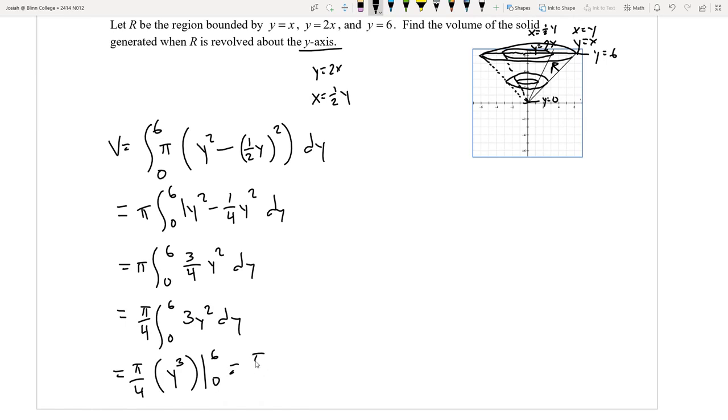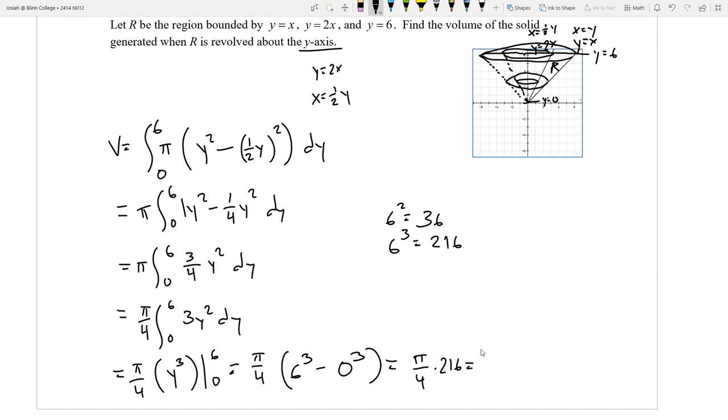And so we get pi over 4 times 6 cubed minus 0 cubed. So brackets are unneeded, I could just use parentheses. Six squared is 36, so 6 cubed would be 216. So pi over 4 times 216, and there is something that I can cancel here, right? If the last 2 digits of something are divisible by 4, the whole number is divisible by 4. So 4 goes into 216 54 times, so 54 pi cubic units.